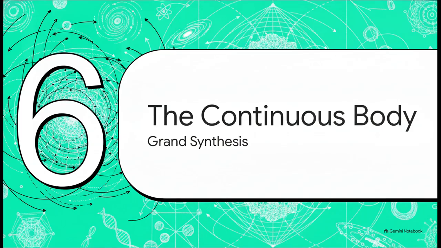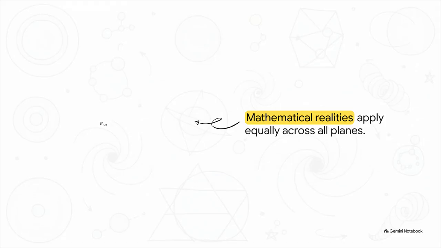Finally, Part 6, the continuous body. For our grand synthesis, we're going to see how these rules prove that macro and microstructures are, at their absolute core, identical. Because all these different dimensions share the exact same underlying 7x7x7 geometry, mathematical realities like net resistance or thermodynamics apply identically across the board. The fundamental equations of reality don't care about the medium. It doesn't matter if we're looking at cellular biology, human psychology, or global sociology. The math is beautifully continuous.